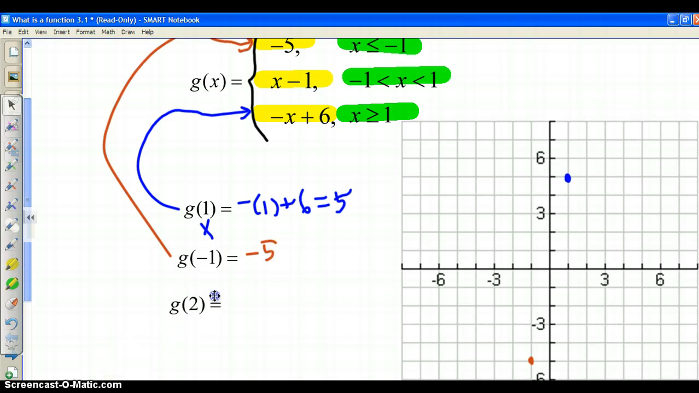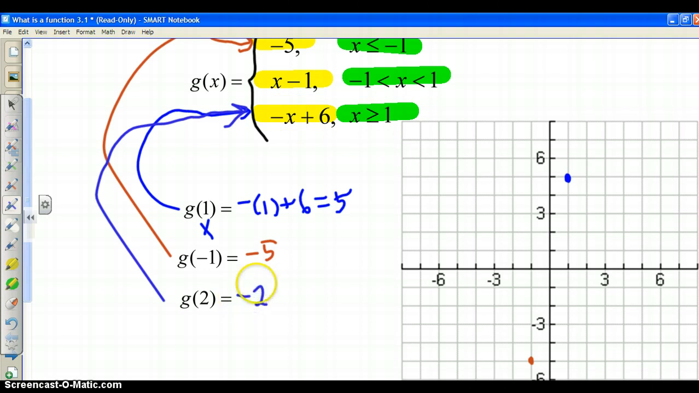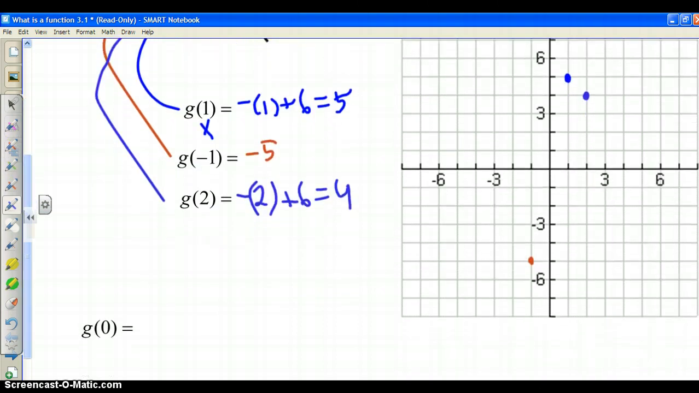Let's now plug in g of 2 and see where that one plugs in. So you look at the first one up here, and 2 is not smaller than or equal to negative 1. It's not in between the two, and it looks like it's another one of these, plug into this function. So g of 2, because 2 is bigger than or equal to 1, makes that domain statement true. So I go negative 2 plus 6 is 4. So 2 comma 4 is one of my points. Let's plug this one in.